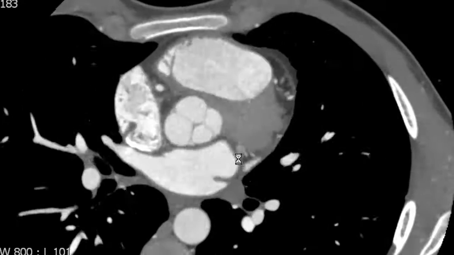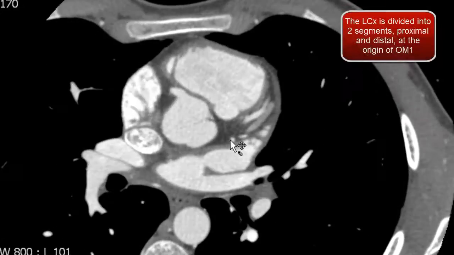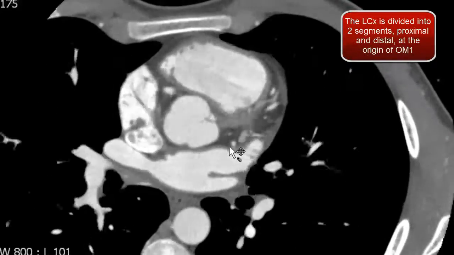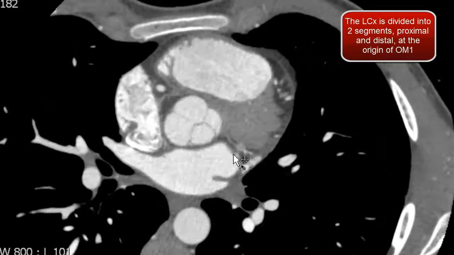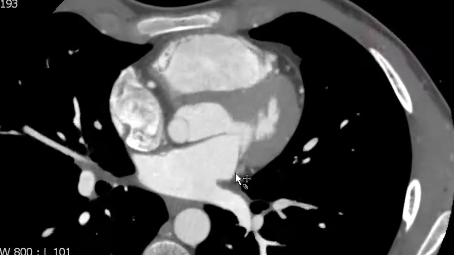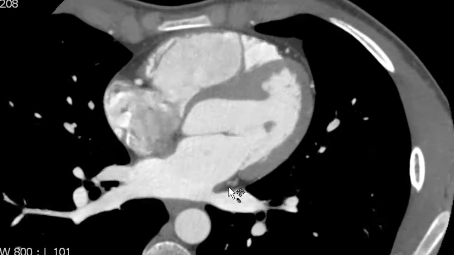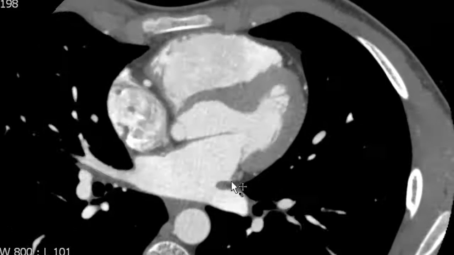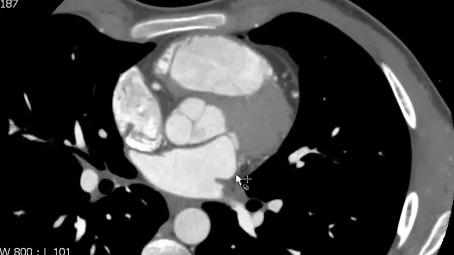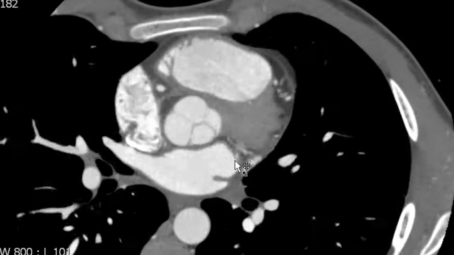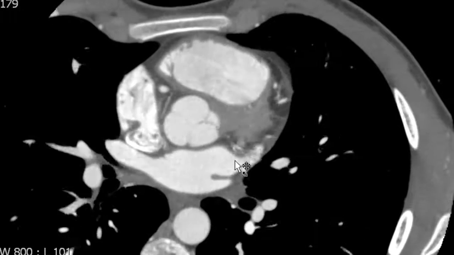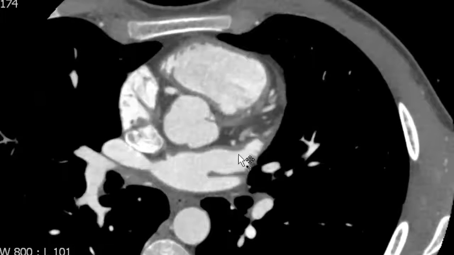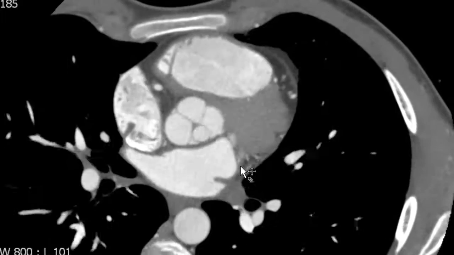So we divide the left circumflex not into 3 segments like the LAD, but into 2 segments. That is the proximal and the distal segment. And again, you may see some nomenclature schemas out there that include 3 segments for the LCX. However, for the purpose of cardiac CT reporting, we simply have a proximal and a distal segment, and they're divided by the origin of the first obtuse marginal artery.